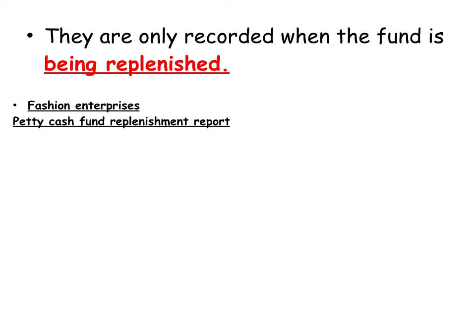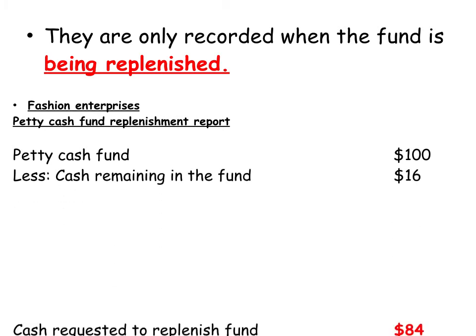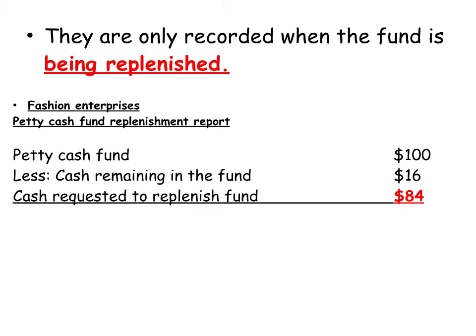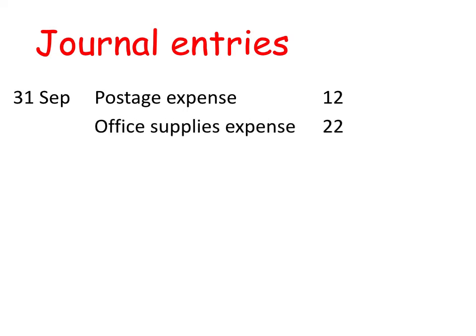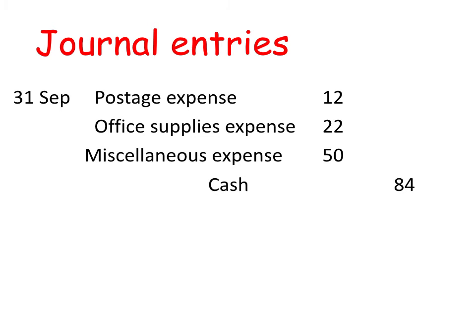This is how Claire would replenish the petty cash fund. Petty cash 100, less the remaining cash, therefore the cash requested to replenish the fund is $84. The receipts in the fund should also equal 84, as seen here. The journal entries for this would be debit postage expense, office supplies expense and miscellaneous expense, and credit cash to replenish the fund.